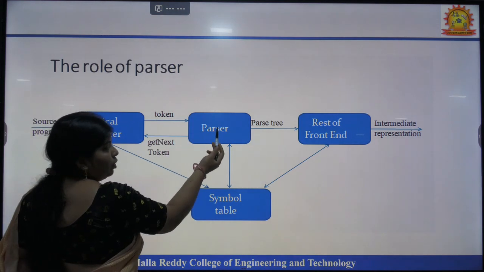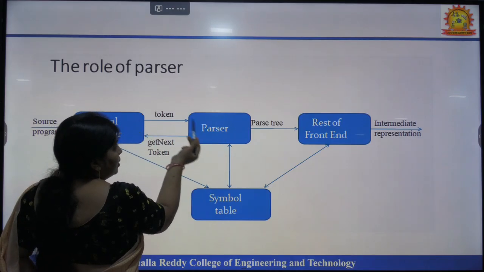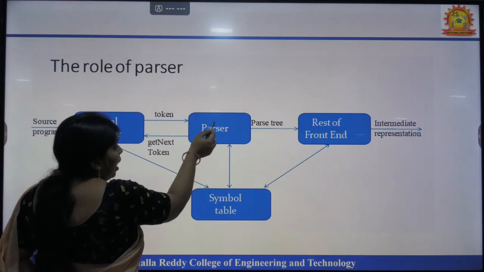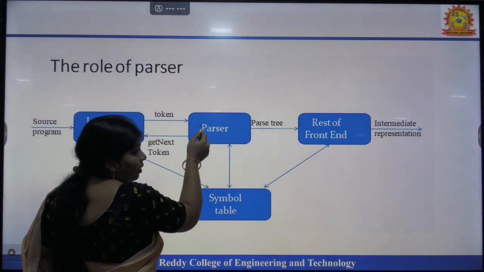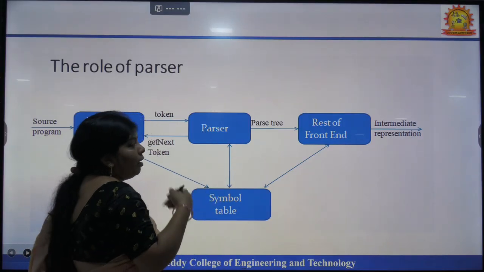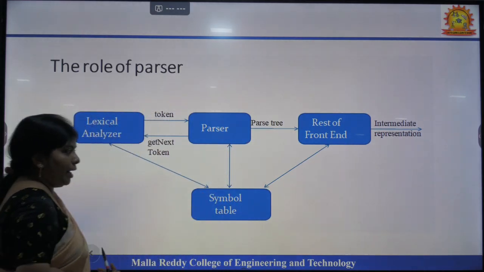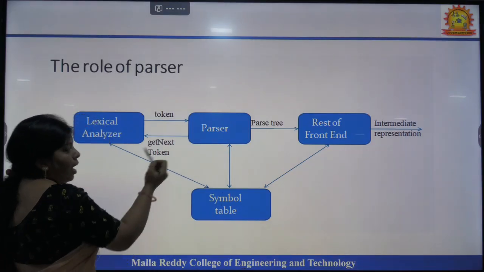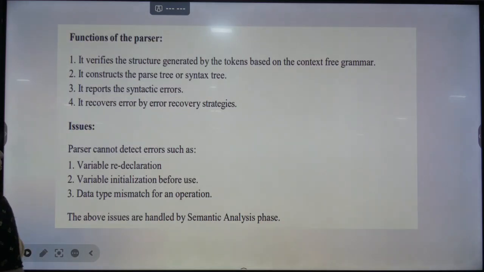Now we are discussing this parser. This parser will take the stream of tokens, one token at a time. It takes a token and then asks for the next token. Like this, it will take the stream of tokens and generate the parse tree. That parse tree will be given to the remaining phases of the compilation process. And this parser is also associated with the symbol table, which has been generated by the lexical analyzer.